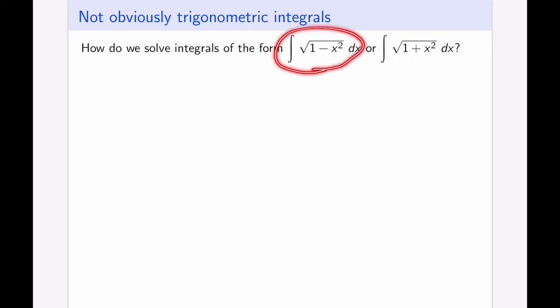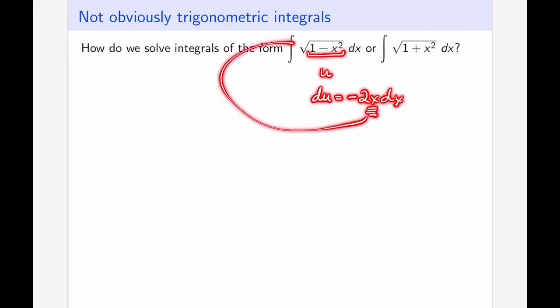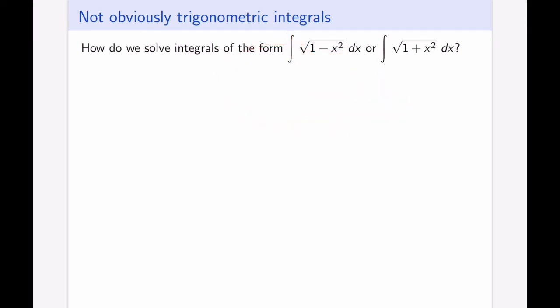How would we approach it in the first place? There's nothing I can substitute for, because what I would really like to substitute for is the inside of a square root. But if this is my u, then my du is going to be minus 2x dx. And I don't have this extra factor of x anywhere in this integral, which means that the substitution will not work. Well, what else is there to try? There is nothing that will help me break apart this integral at all, so my other attempts at simplifying are stopped before they can even begin.